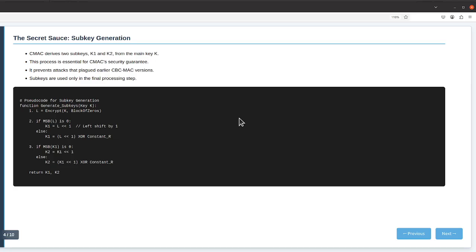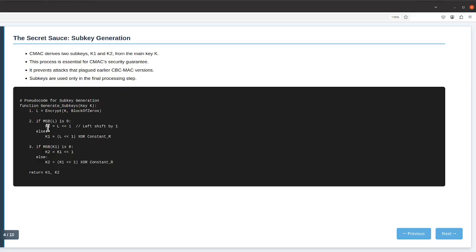Here's how it works. First, the block cipher, like AES, encrypts a block of all zeros using the main secret key K. The result is a block of seemingly random bytes. This block is then put through a special mathematical operation, which involves checking its most significant bit and performing a conditional left shift and an XOR operation with a predefined constant. This process creates the first subkey, K1. Then, a similar operation is performed on K1 to generate the second subkey, K2.